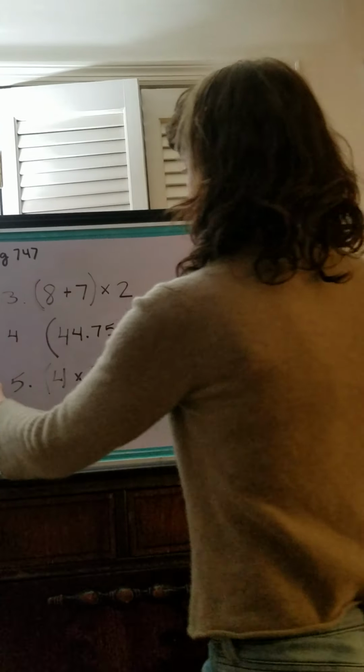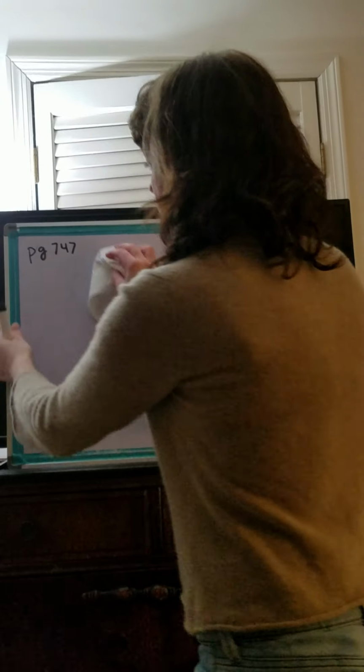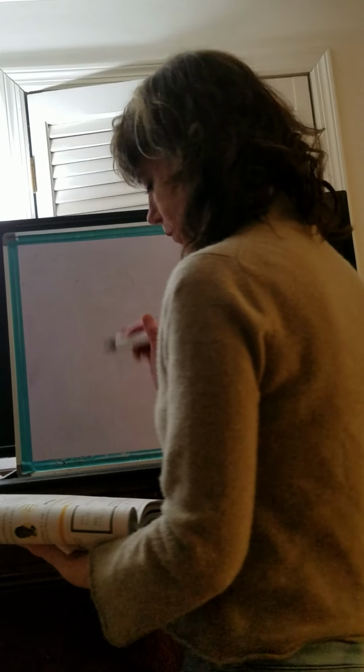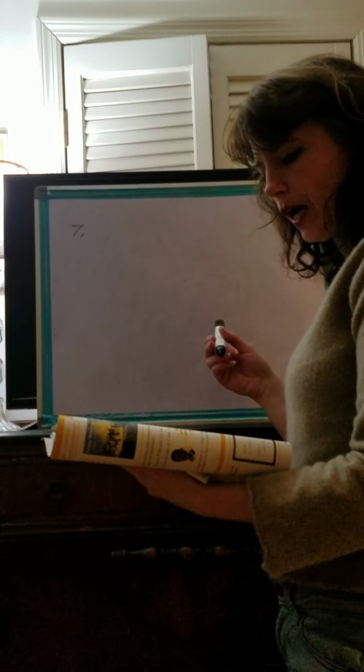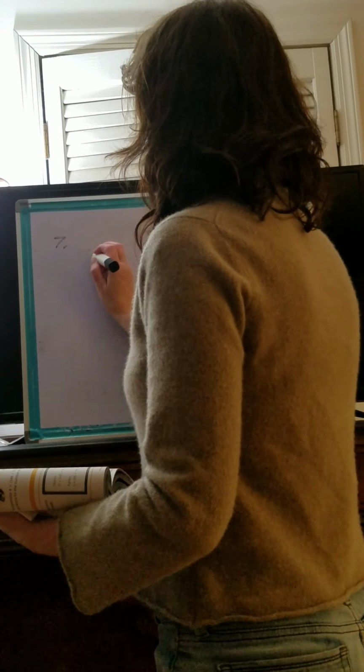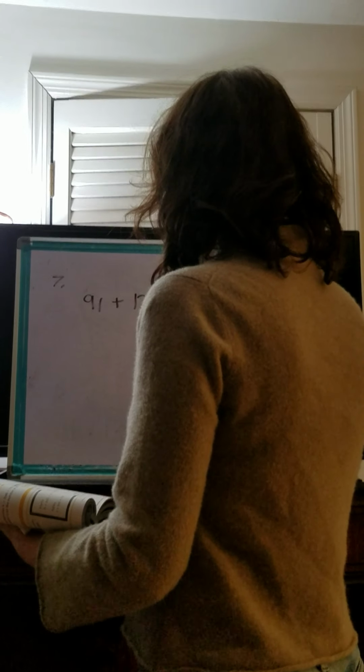Okay, one more and then I'm going to let you get started on your practice buddy. Okay, so this is number 7. Add 91, 129, and 16, then divide by 44. Okay. So 91 plus 129 plus 16 divided by 44.